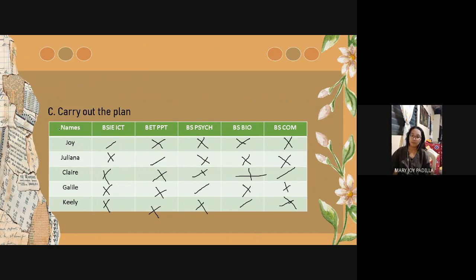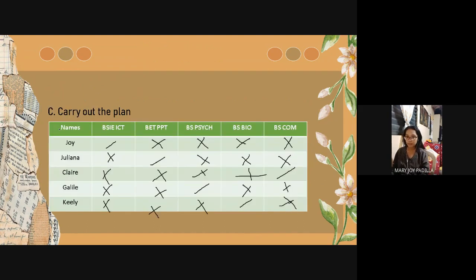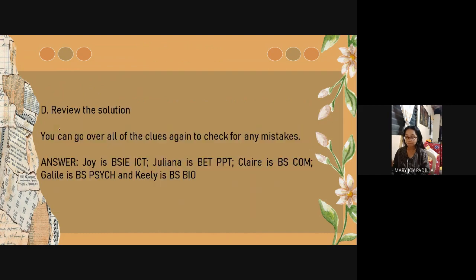So, ayan lang po. Sa review of the solution natin, you can go over all the clues again to check for mistakes. So, tama naman ang ating nagawa. So, the answer is: Joy is a BSIE ICT, Juliana is a BETPPT, Claire is a BS Com, Galilee is a BS Psych, and Kylisa is a BS Bio.